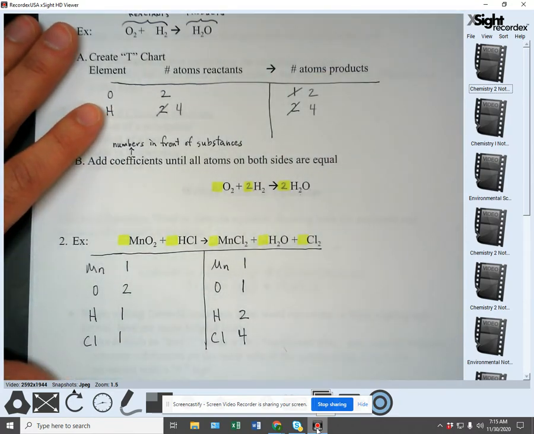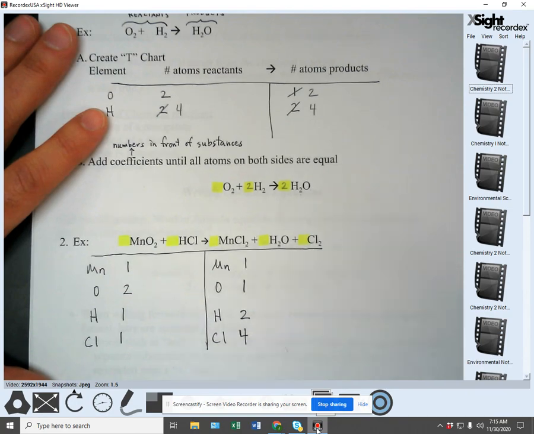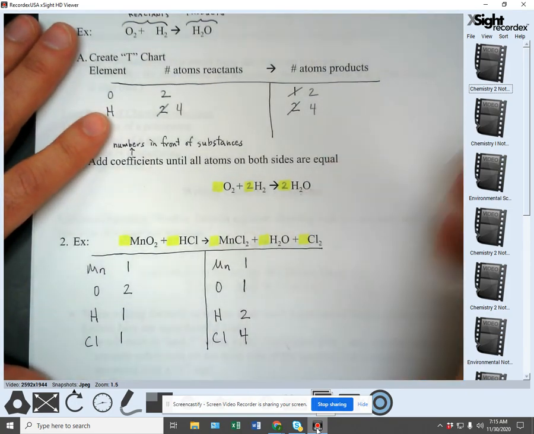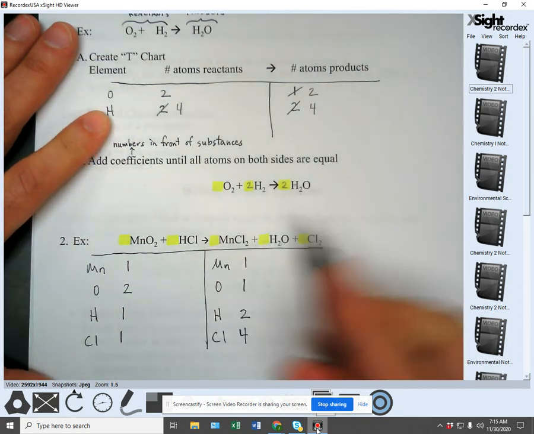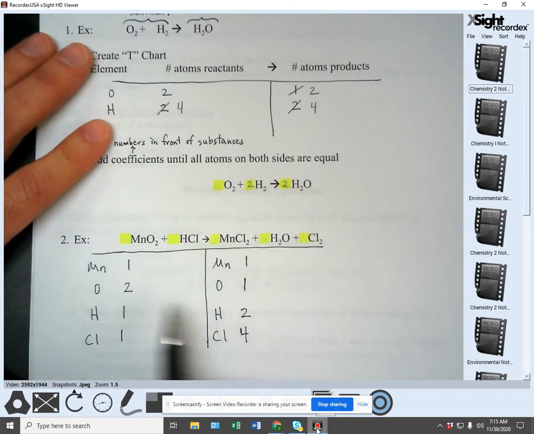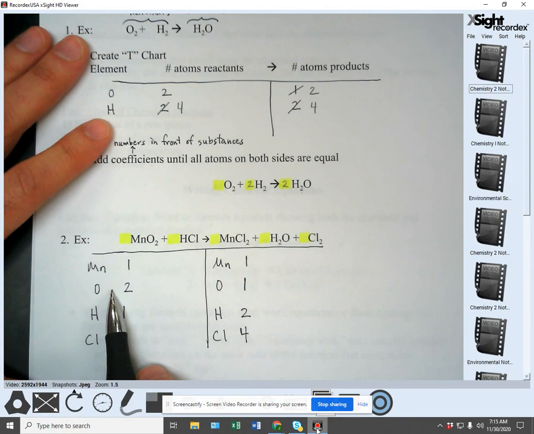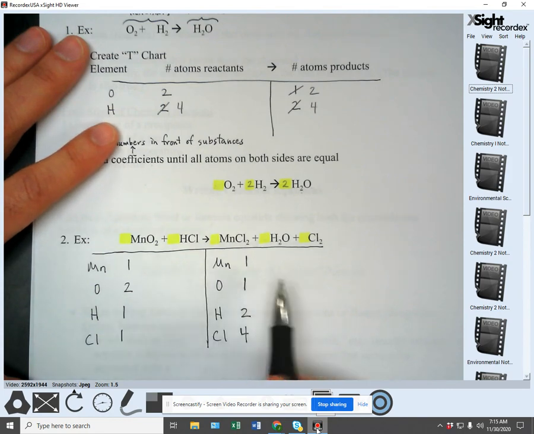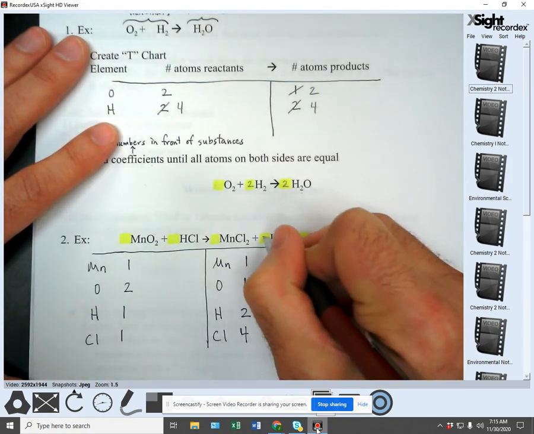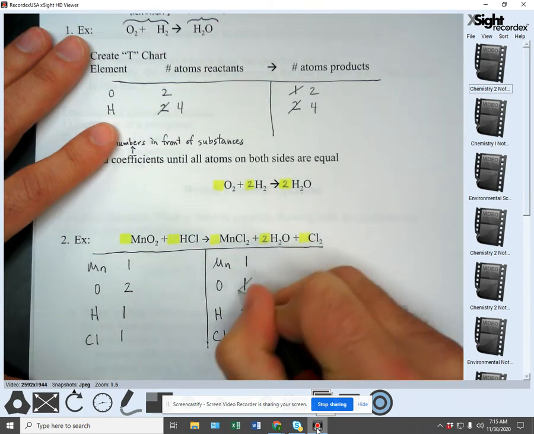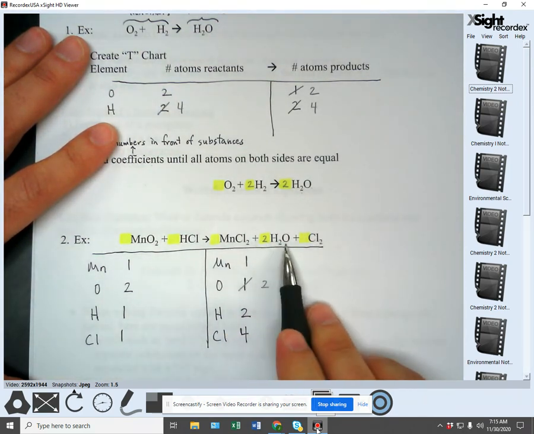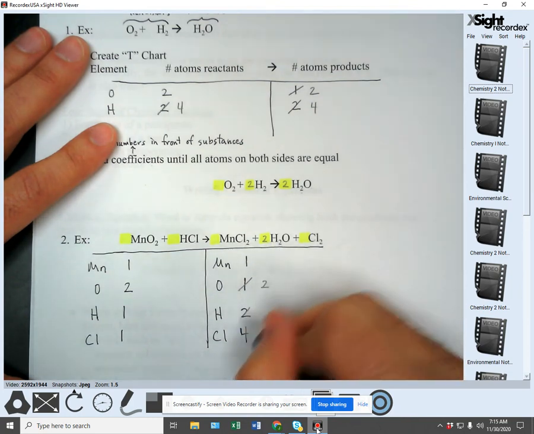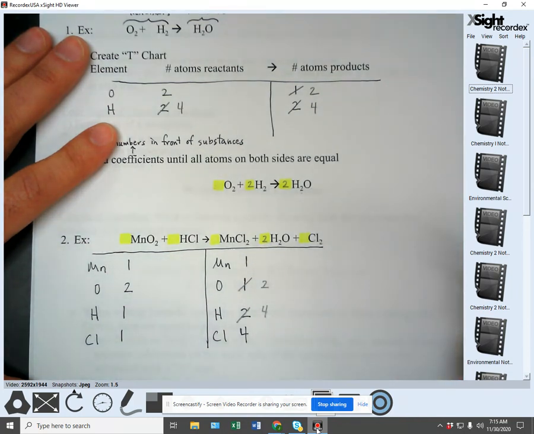All right, so my manganese is already balanced, right? All right, let's go to oxygens. Okay, so my oxygen, I've got 2 over here, and I've got 1 over here. So I need 2. So I'm going to put a 2 in front of this. 2 times 1, 2 oxygen. Okay, now don't forget, I also affected my hydrogen. 2 times 2 gives me 4 hydrogen.